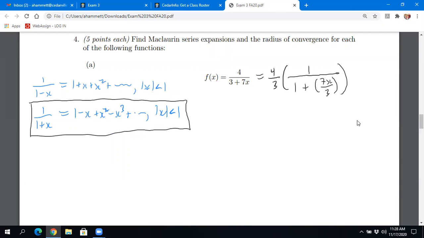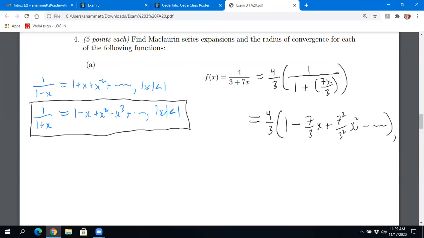7x over 3, right? So this thing is going to be equal to, look, I just leave this constant where it is. It's going to be 1 minus 7 over 3 x plus 7 squared over 3 squared x squared minus etc. Okay.